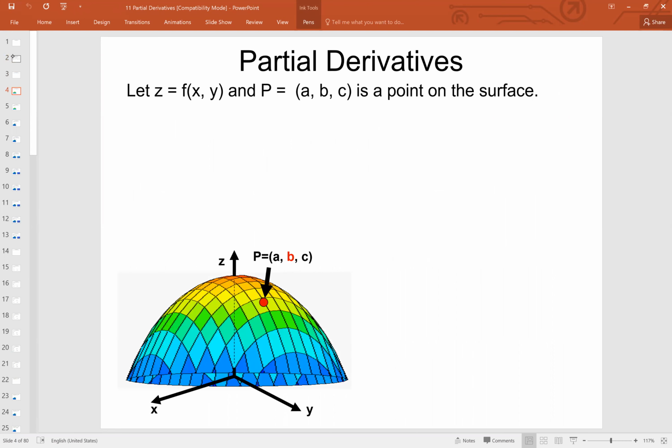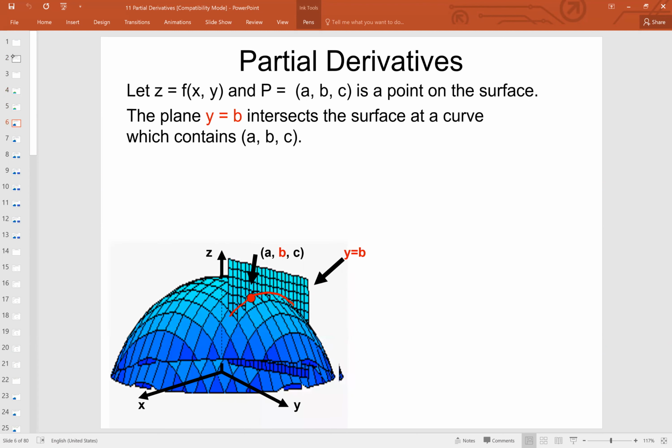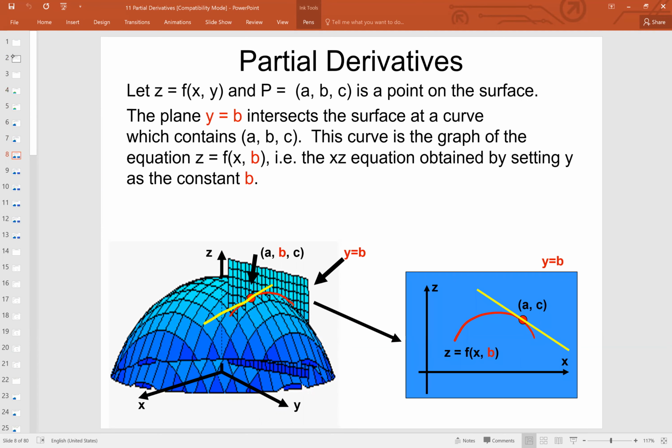So we have a surface of a function and a point on it, and we're going to set y equal to b as a constant. Why y equal to b? Because that's a plane that's parallel to the x direction. So when I talk about the slope in the x direction, I'm talking about the slope in this plane. If I take this intersection down to the xz plane, I can see that it is in the plane y equal to b, and the line has a slope.